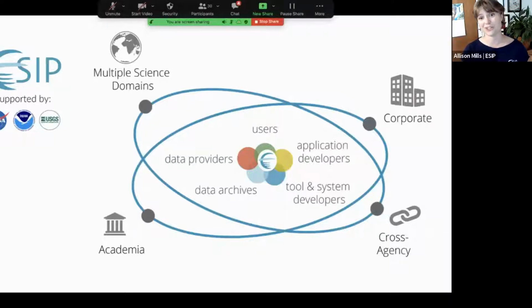And ultimately, we do that because we want to make earth science data more discoverable, accessible, and useful to researchers, practitioners, policymakers, and various publics. So let's go ahead and jump to the next slide.